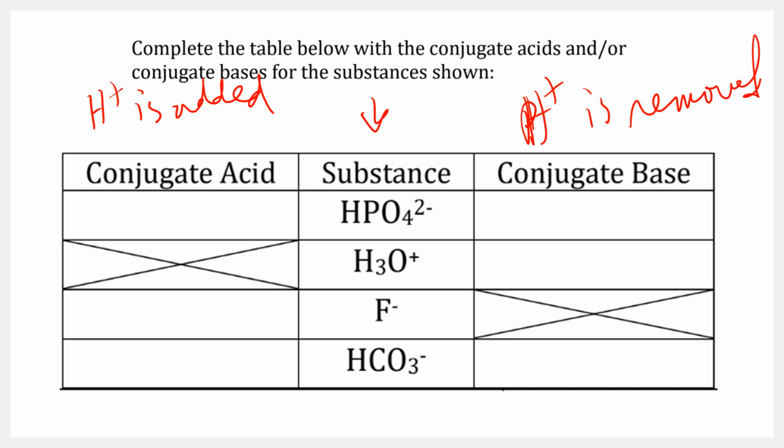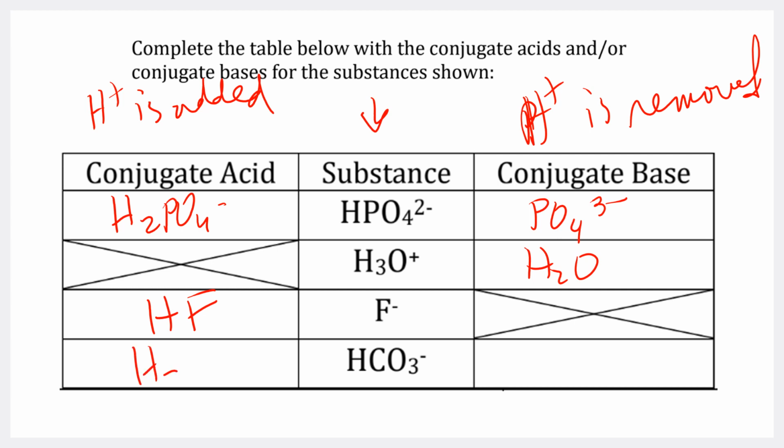So for here, my conjugate acid, by adding another H to this ion, the overall charge will go up to -1: H2PO4 1 minus. The conjugate base for this would be a phosphate ion. H3O plus doesn't have a conjugate acid, can't really add more to it, so this one is going to form water. You can imagine what the conjugate acid for this would be: HF. H2CO3 for this one, so you've got some carbonic acid, and then over here the conjugate base will be carbonate ion.